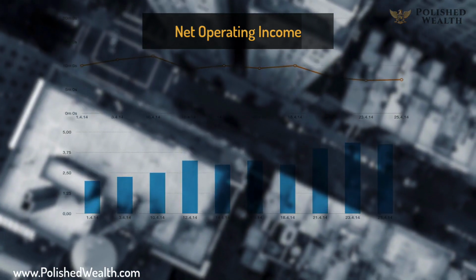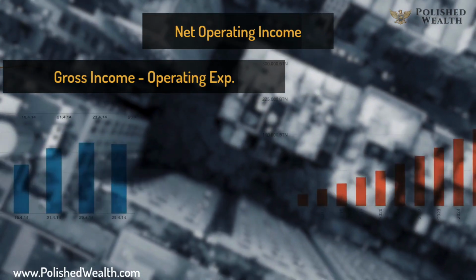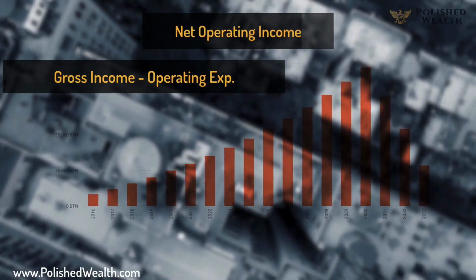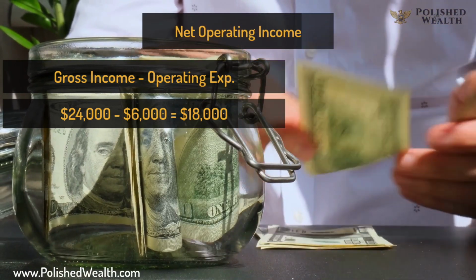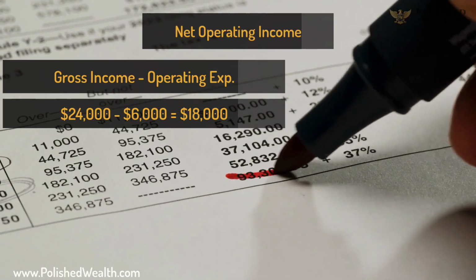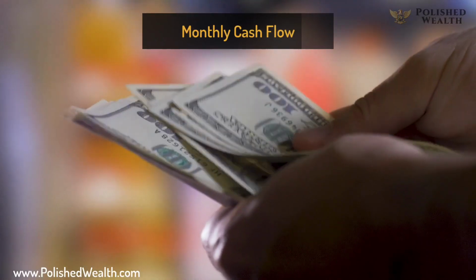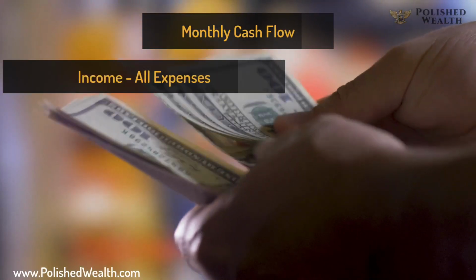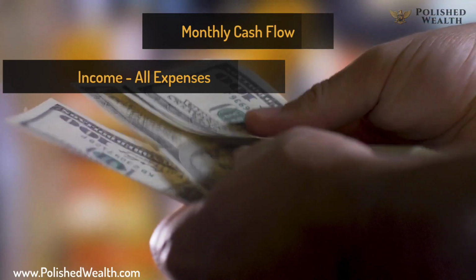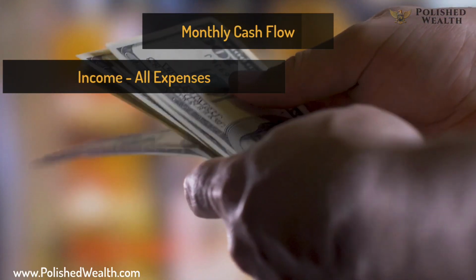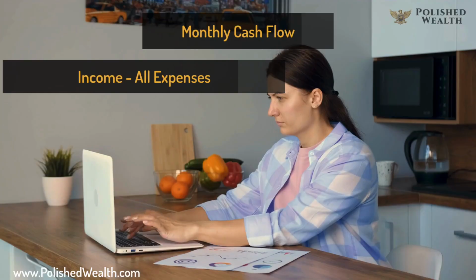Net operating income, NOI. This is the gross income minus operating expenses, excluding mortgage payments, as we demonstrated before, which is the gross income of $24,000 minus the operating expense of $6,000 to give us $18,000 in net operating income. Monthly cash flow. This includes the rental income minus all expenses, including loan payments. Positive cash flow is essential, but breaking even can be acceptable if you have reserve cash for any additional unforeseen expenses and you're going for long-term appreciation.